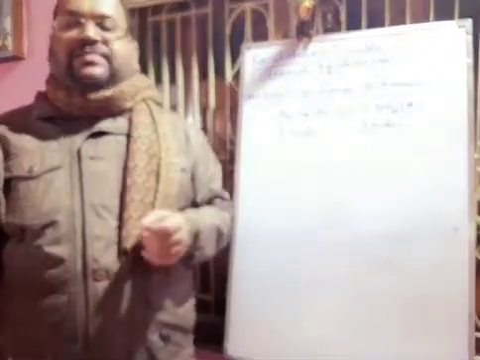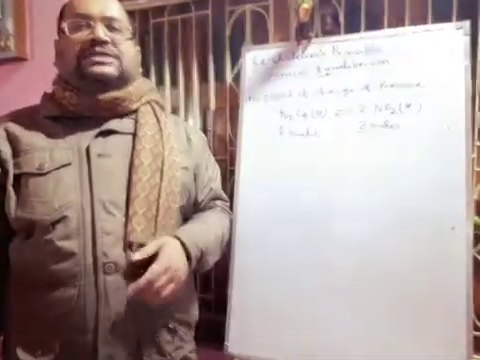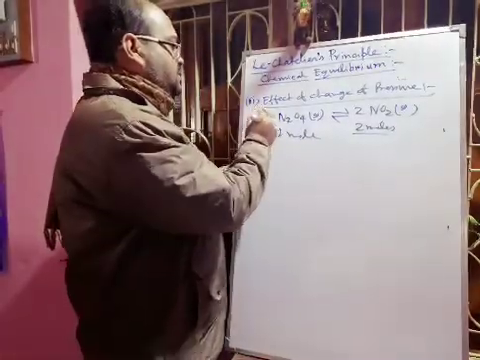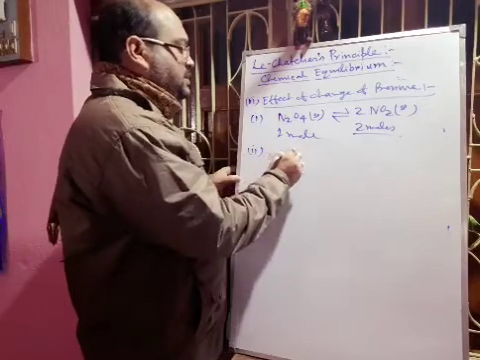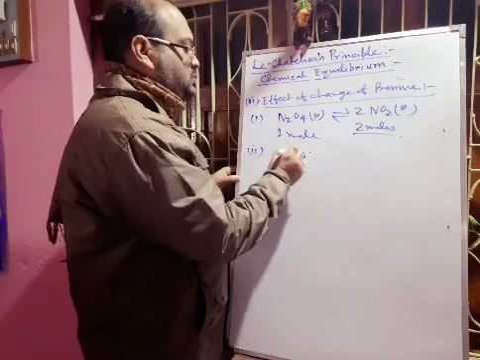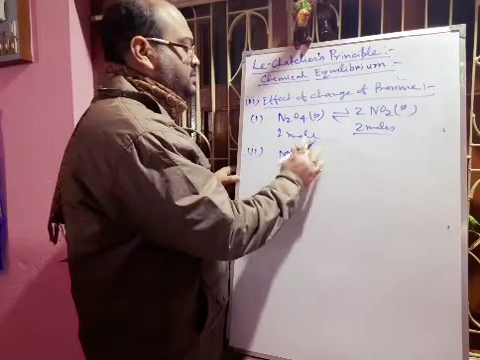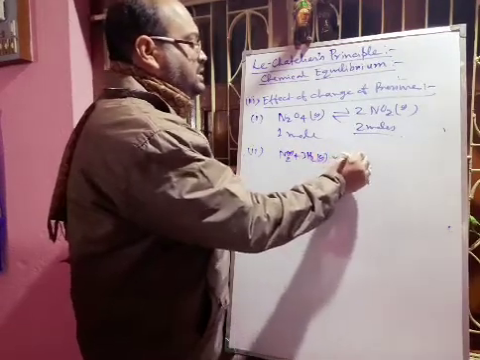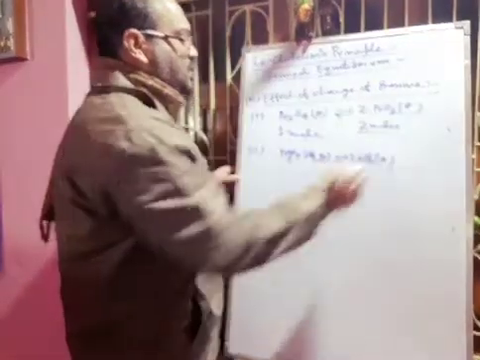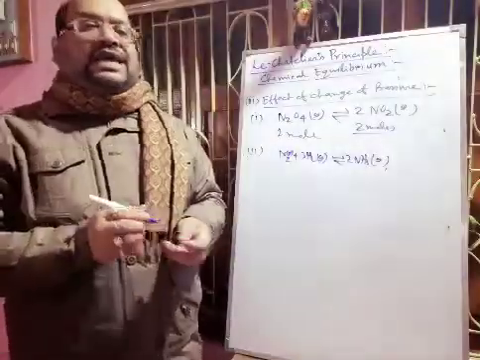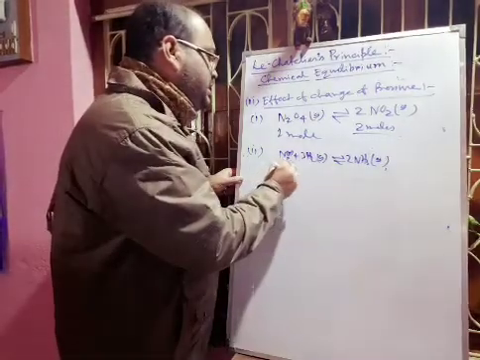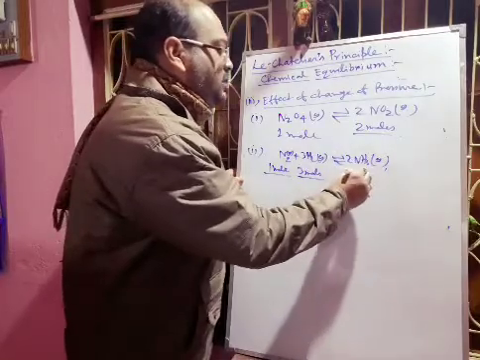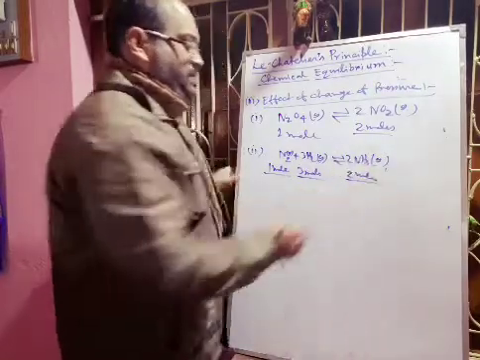Hope you can understand. Next, another case we will discuss. In this case, N2 plus 3H2, all gases, forming 2NH3. Now in this case, 1 mole of nitrogen is reacting with 3 moles of hydrogen, forming 2 moles of ammonia.